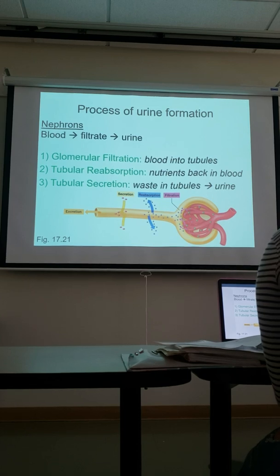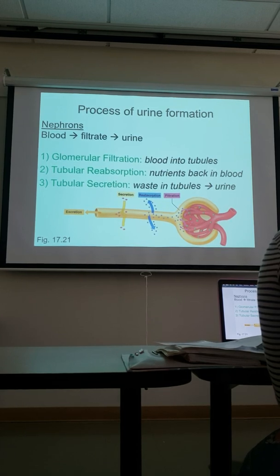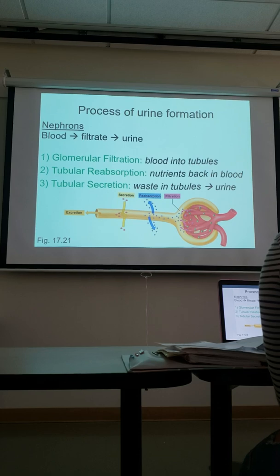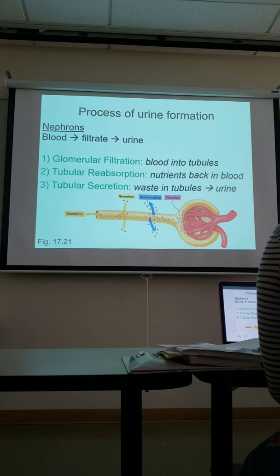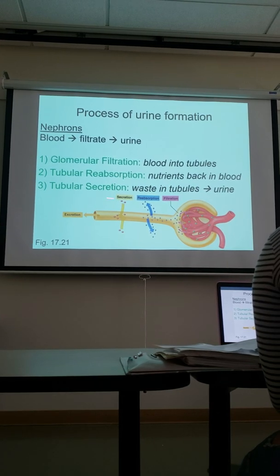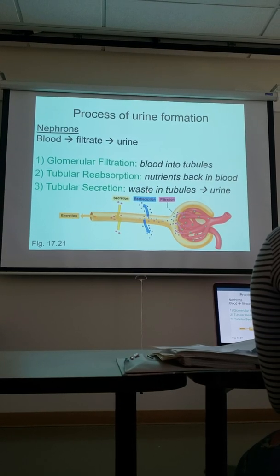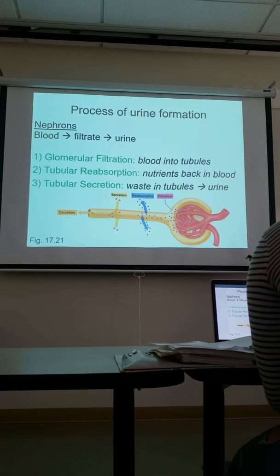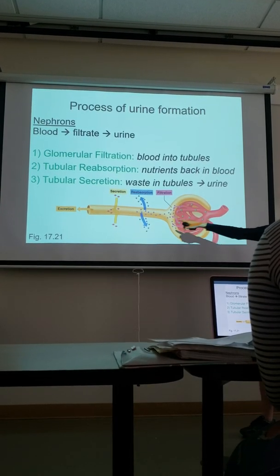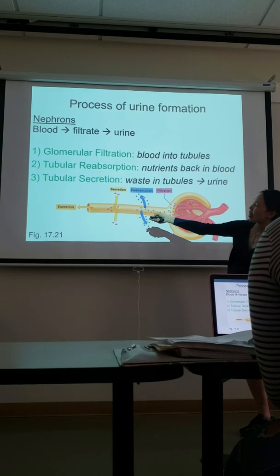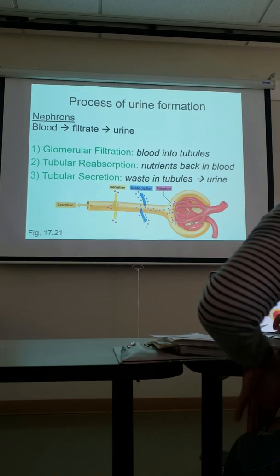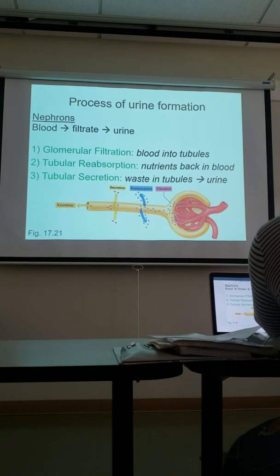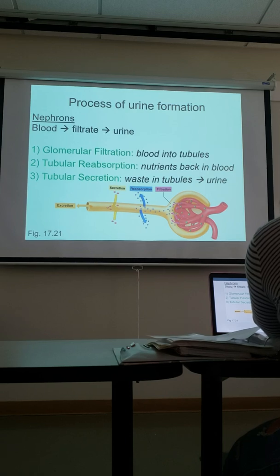What does it mean to secrete? To release, right? Or to get rid of, like you secrete tears, you secrete sweat, right? To release. Tubular secretion is to release or get rid of any remaining waste. So any waste that you have in your blood, you want to make sure it ends up in your tubule, and therefore you can actually excrete it as urine waste. Right? So those are your 3 steps. Filter your blood, make sure you reabsorb all the nutrients back into your body, and then make sure you secrete all the waste out of your body.